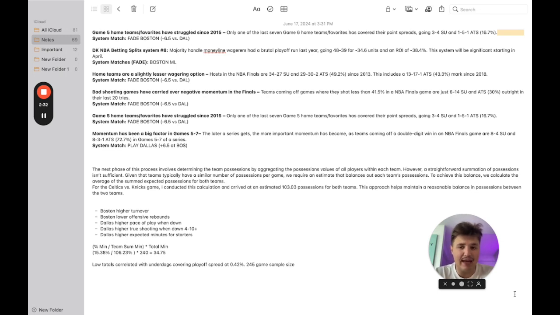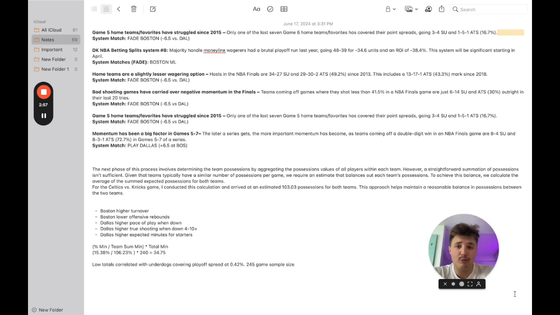DraftKings NBA betting splits. This is a system based purely on betting splits. We've talked about betting splits a little bit in the past. DraftKings clientele is primarily not sharp, but when you have a ton of volume being wagered on one single game, such as the NBA Finals, NFL Super Bowl, NHL Stanley Cup, it is a good idea to take a look at where the money's going, just to get a feel for how the game might go.